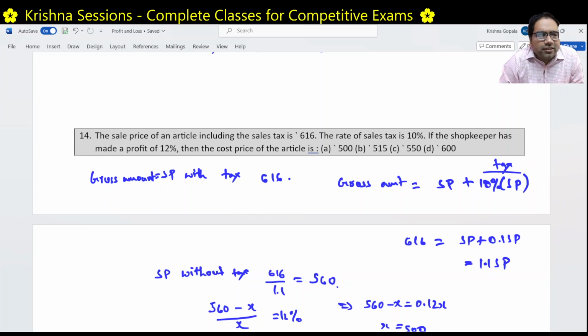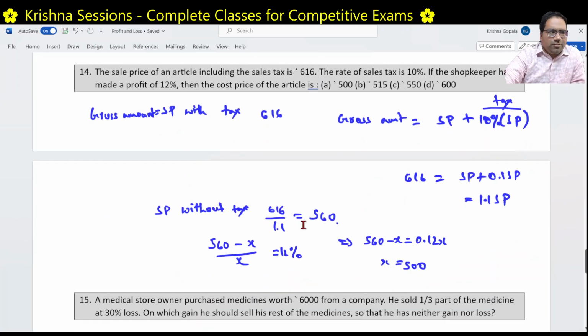Let us assume X is the cost price of this good. Now he is selling it for 560 rupees. You should not consider 616, because the remaining 56 is actually going to the government. 560 is his selling price; whatever is beyond 560, the remaining 56 rupees, is going to the government, right? So, let's assume the cost price is X. Selling price minus cost price by cost price is equal to 12%. Right? If you solve this, 560 minus X is equal to 0.12X.